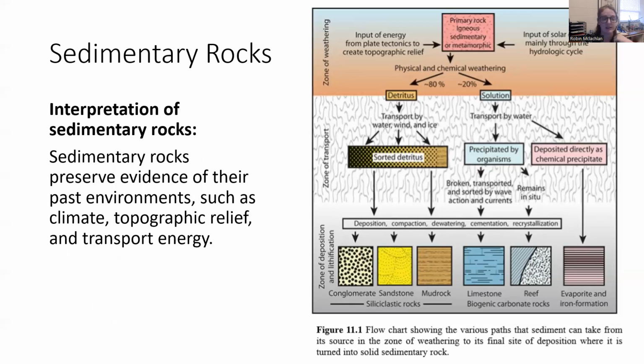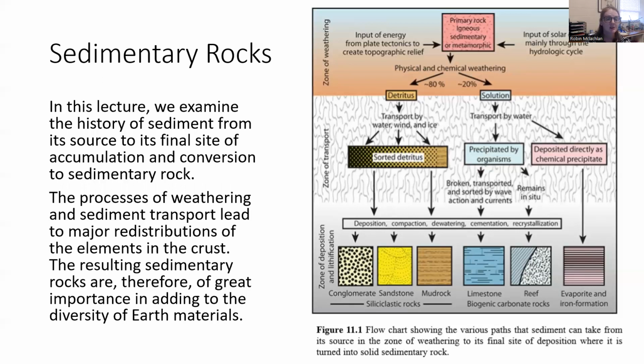And this is why we can interpret sedimentary rocks, right? Because each individual grain holds evidence of its source, its transport, and the environment that it was deposited in. We can read that grain just like a letter of a word on a page of a history book. So in this lecture, we're going to be examining the history of sediment from its source to its final site of accumulation, and then eventually its conversion into a sedimentary rock, its lithification.